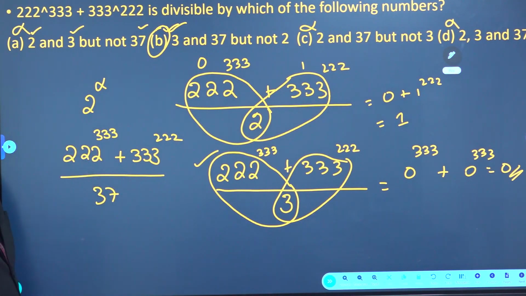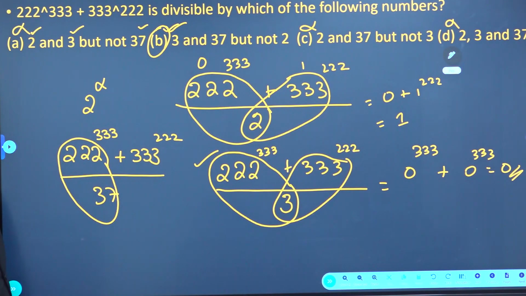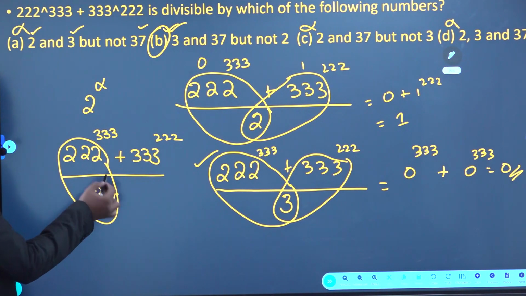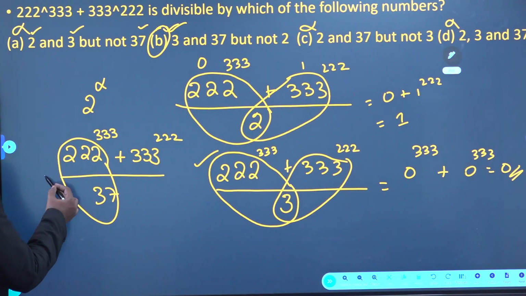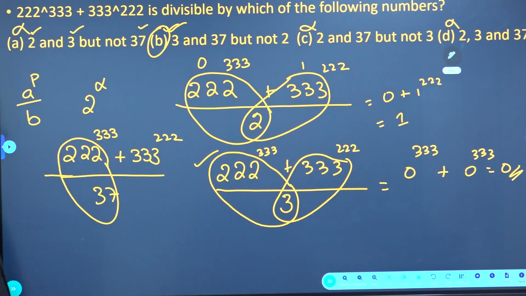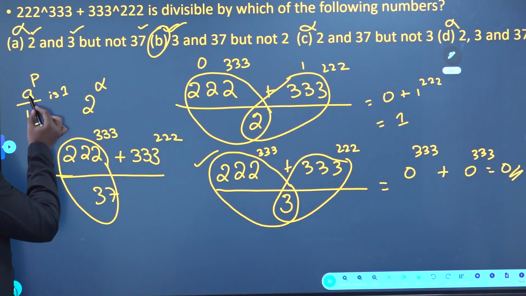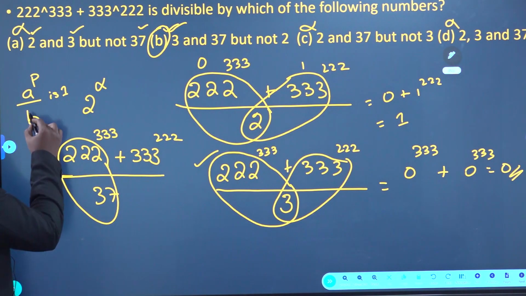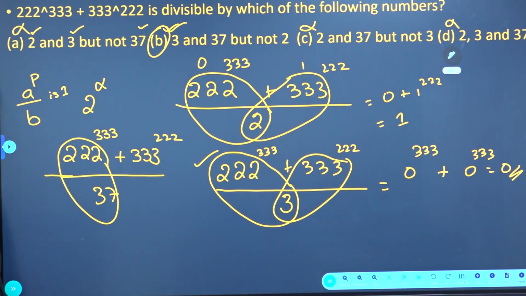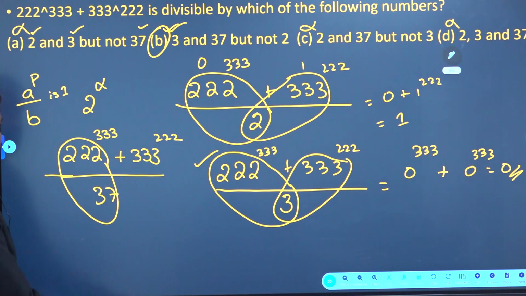See, we will take the help of Euler's remainder here. Why? Because 322 and 37 are co-primes. So what does our Euler theorem tell us? a to the power of p by b has remainder 1 if a and b are co-primes and p is a multiple of the Euler number of b. And what is the Euler number of any prime number? 1 less than that number. That is 37 minus 1. What does it become? 36 here. So the Euler number is 36.